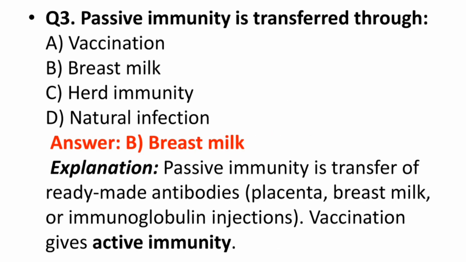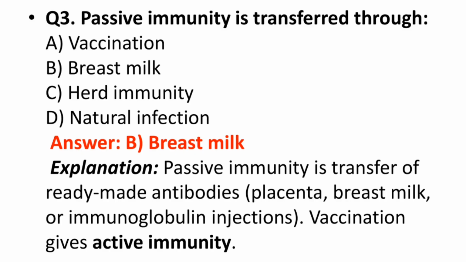Passive immunity is transferred through option A vaccination, option B breast milk, option C herd immunity, option D natural infection. The correct answer is option B breast milk. Passive immunity is the transfer of ready-made antibodies through placenta, breast milk, or immunoglobulin injections.